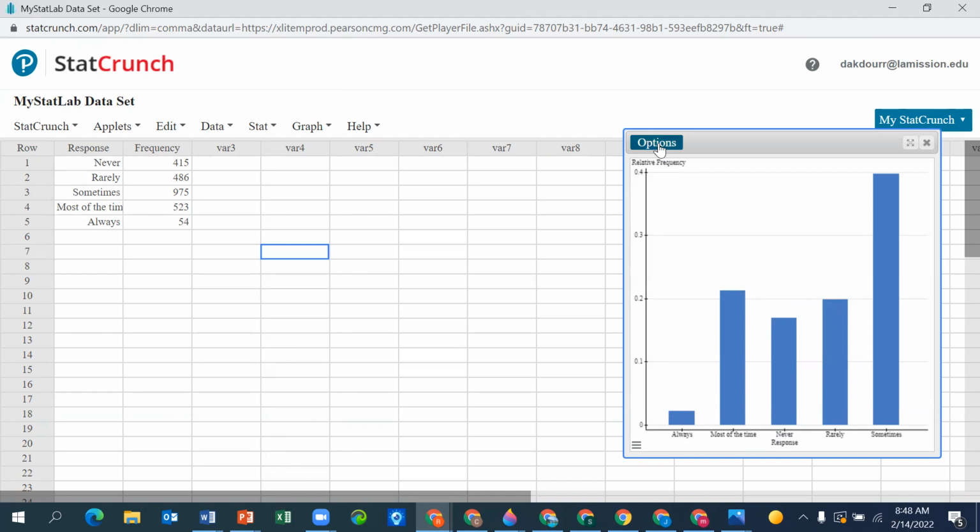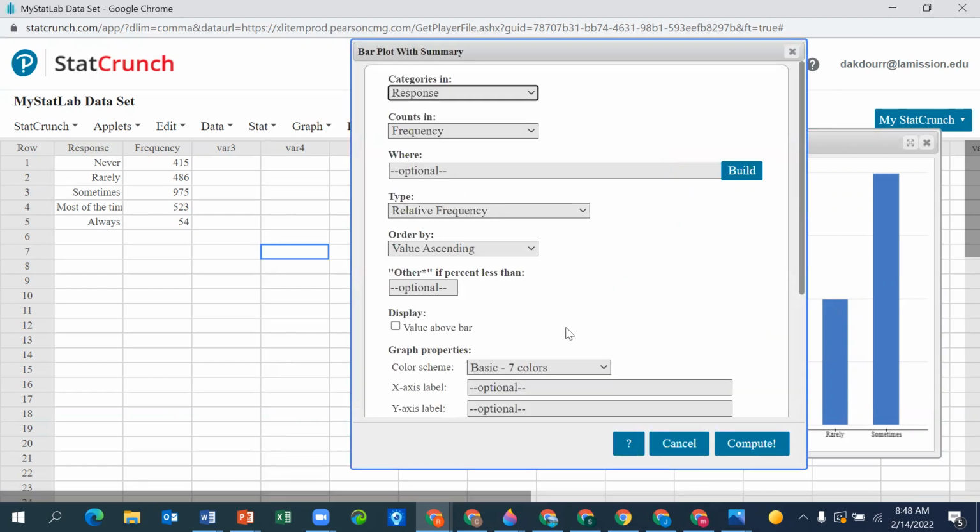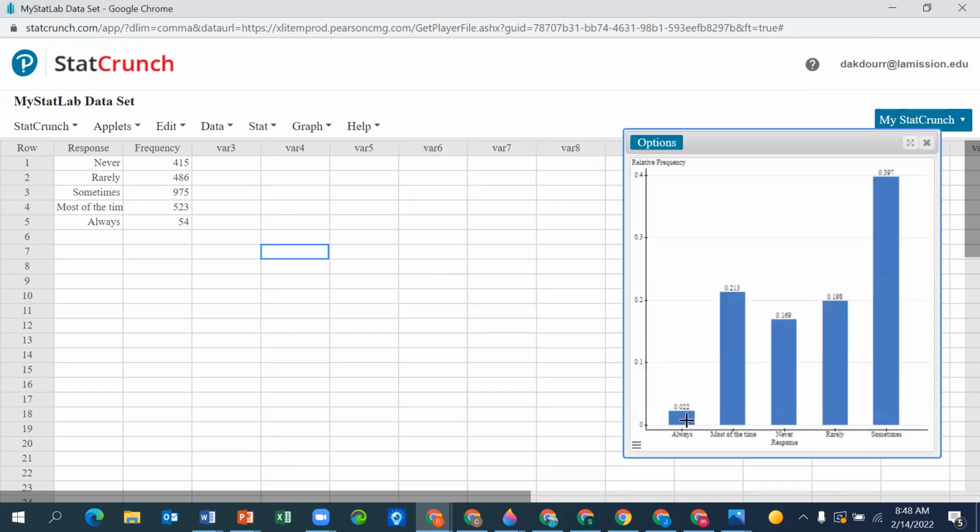You click on options and you select edit. You do this every time you want to make a change here. And if you notice, it says display value above bar. So click on that. If you do, then you have all the values above the bars.